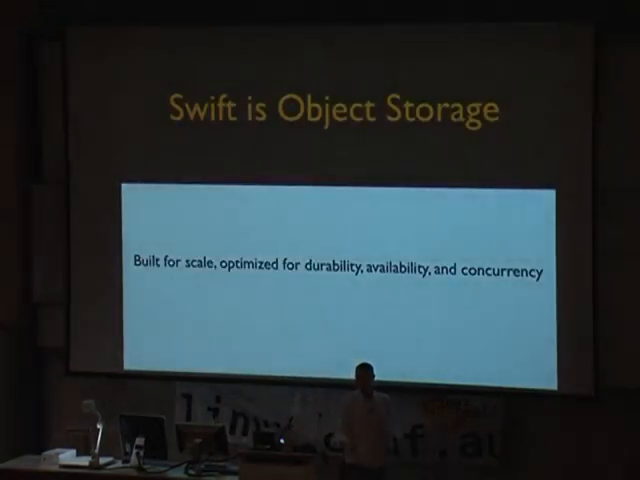So overall, Swift is object storage. It's not block storage. It's not a distributed file system. You can't mount it. It's not POSIX compliant. In fact, it relaxes some of the POSIX constraints that would be on a file system in order to achieve massive scale. So Swift was built for scale, and it's optimized for durability, availability, and concurrency. So let's cover each of those in turn.